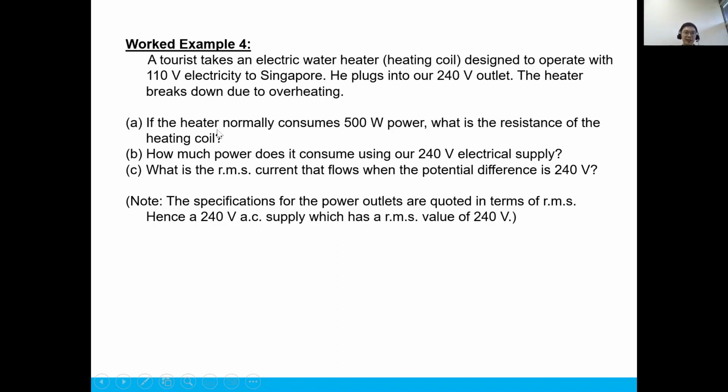Part A, if the heater normally consumes 500 watts of power, normally that means when it's working in the US power socket, what is the resistance of the heating coil? Part B, how much power does it consume during a 240 volts power supply? And part C, what is the root mean square current that flows through when the potential is 240 volts? Part C is just more to practice root mean square current.